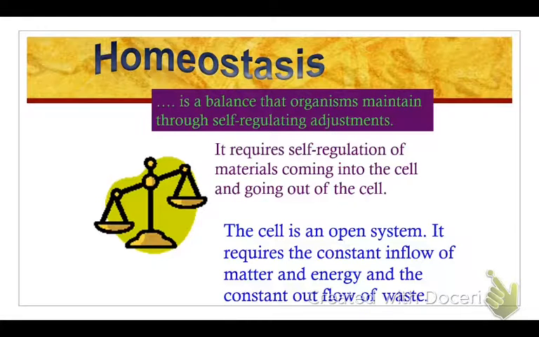Okay? So we say the cell is an open system. It requires the constant inflow of matter and energy and the constant outflow of waste. You got to be able to bring in the oxygen, release the carbon dioxide, right? You eat some celery, you got to be able to get rid of all the celery strings and cellulose that you can't digest. Okay?